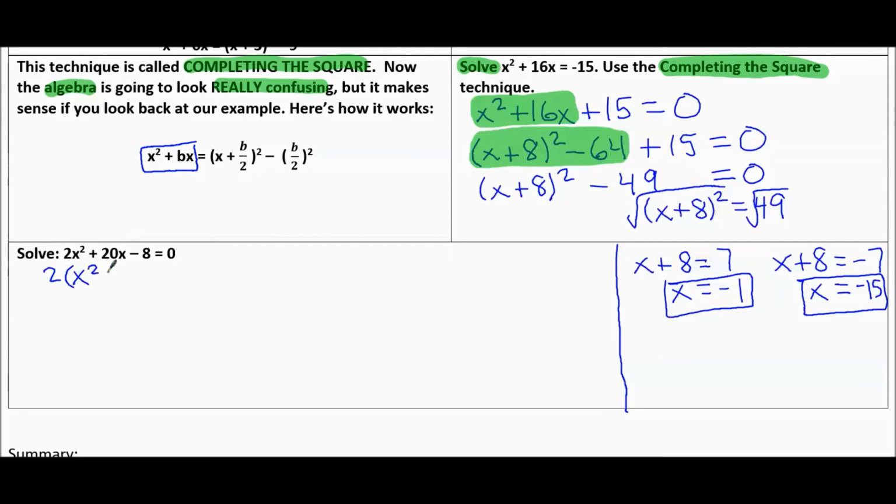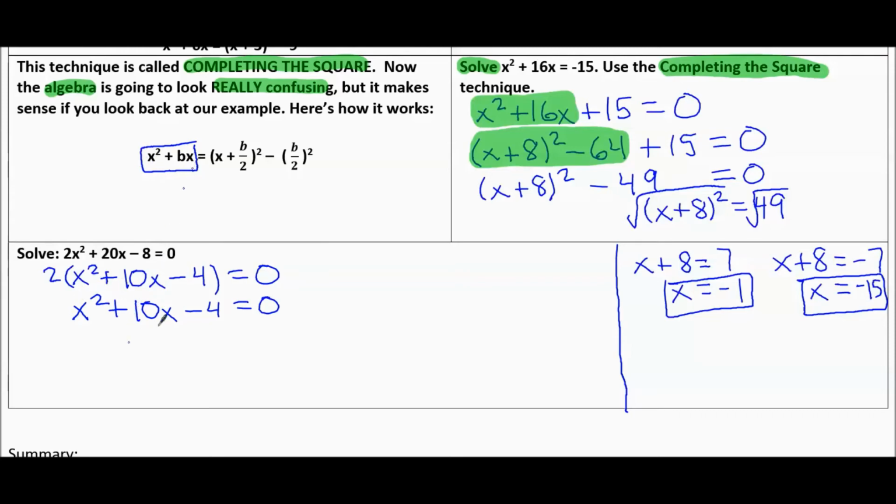So now you should be getting a little order of steps in your head. First, factor out the GCF if you're solving an equation with x squared and x. Okay, now I divide both sides by 2. Could I divide both sides of this equation by 2? Yep, division property of equality. And now I'm left with x squared plus 10x minus 4 equals 0.